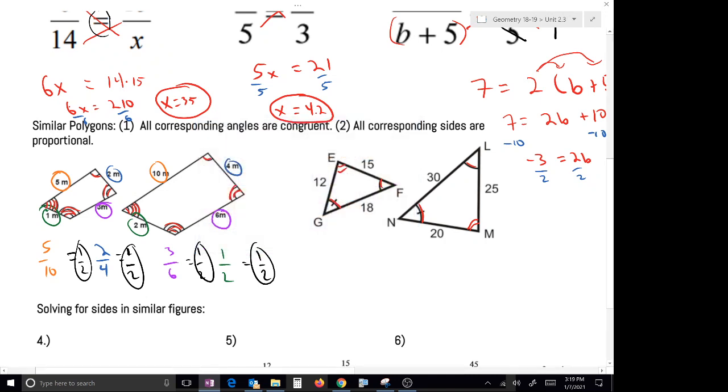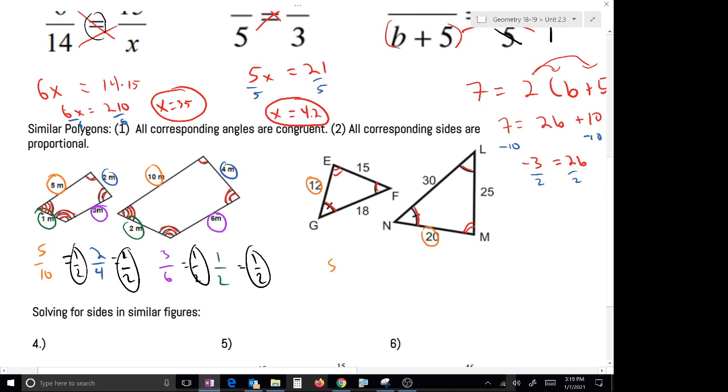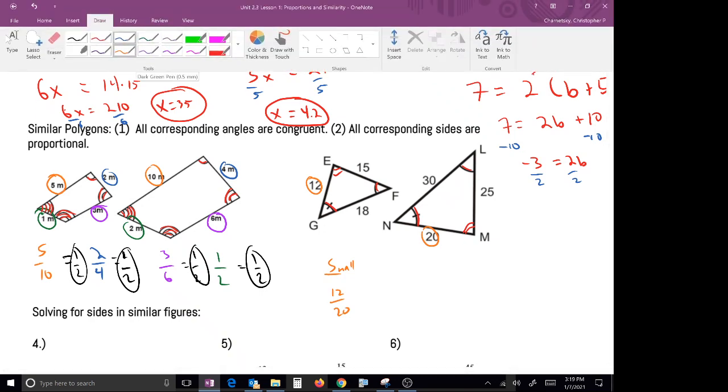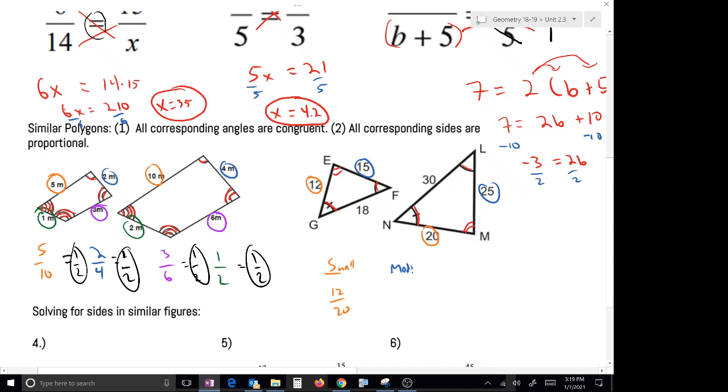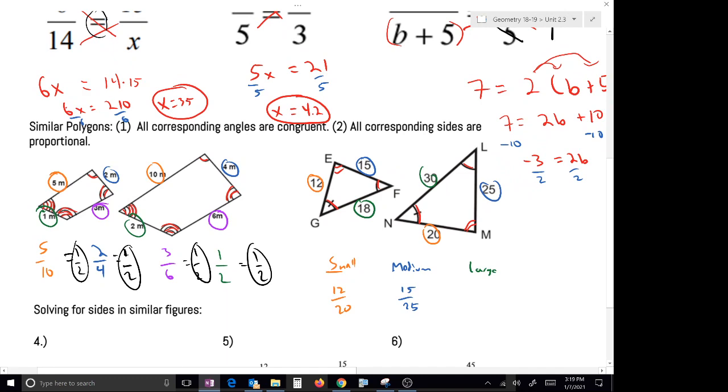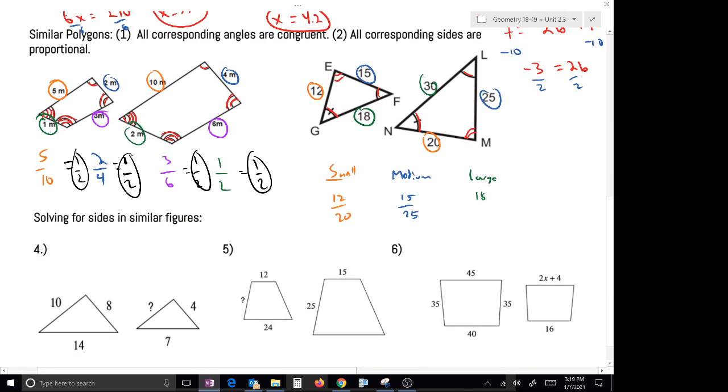If we look at the two smaller sides, so that's 12 and 20. So small sides be 12 over 20. And if we look at the medium sides, that would be 15 and 25. And the large sides, 18 and 30. Okay, let's go ahead and reduce these fractions down.